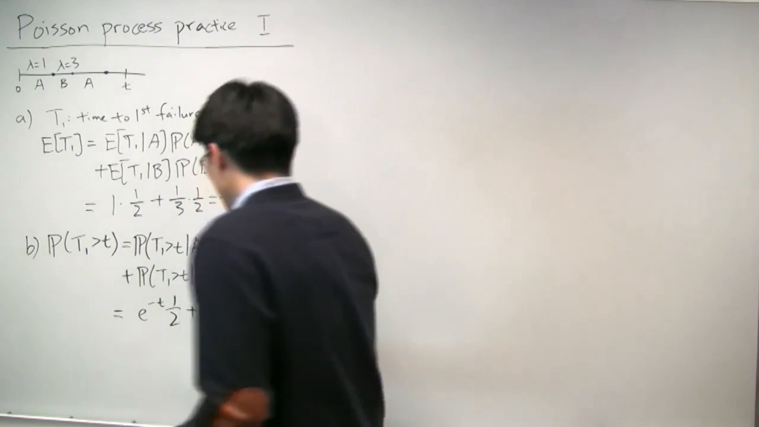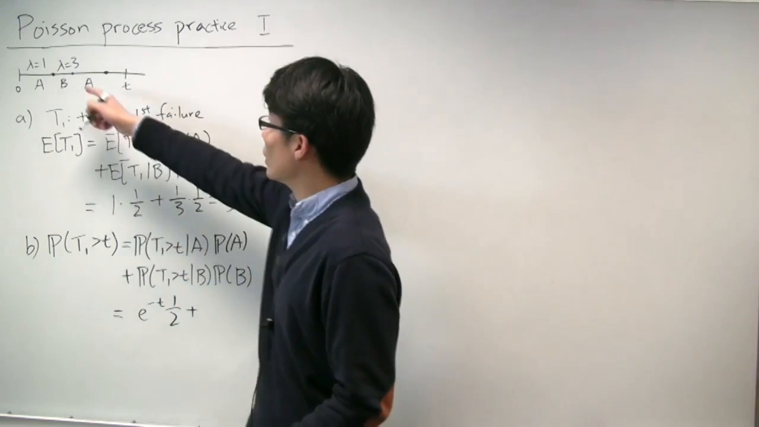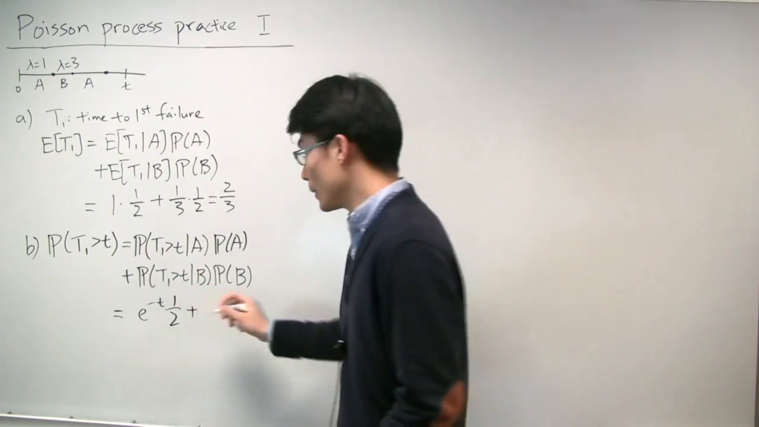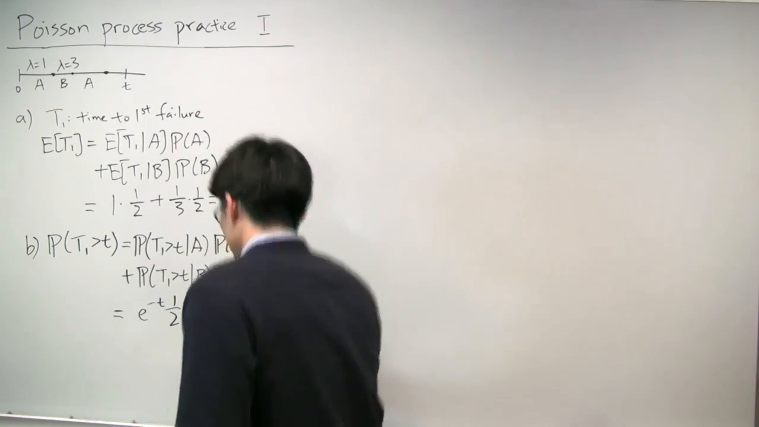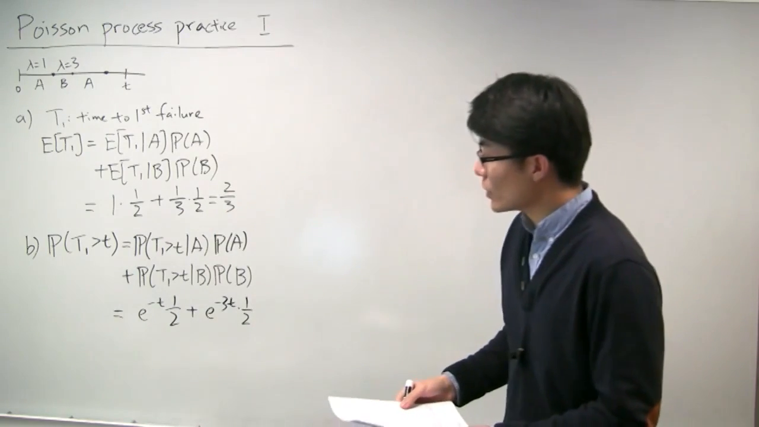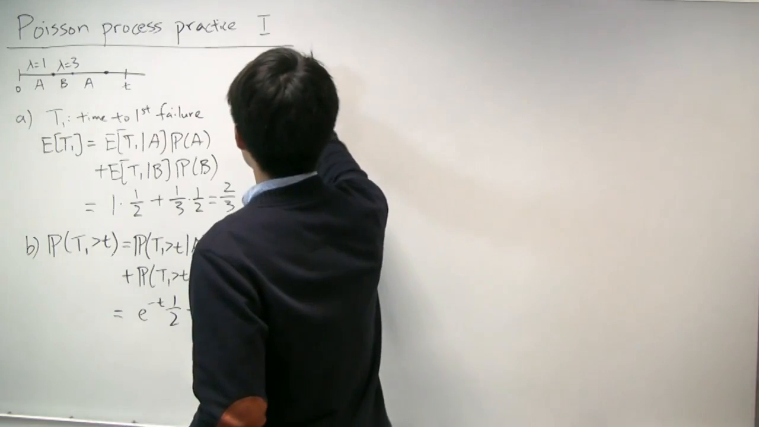And similarly, if it's type B, then it's the probability that an exponential random variable with parameter 3 is greater than t. And so in that case, it's e to the minus 3t times 1/2. And so that gives us our answer. Let's move on to part C.